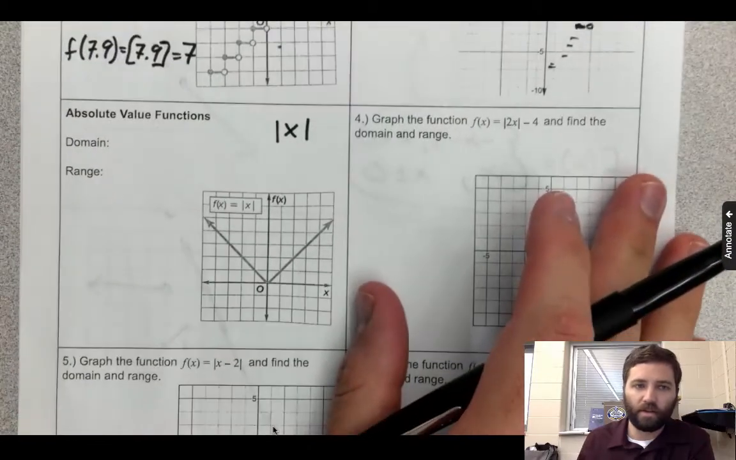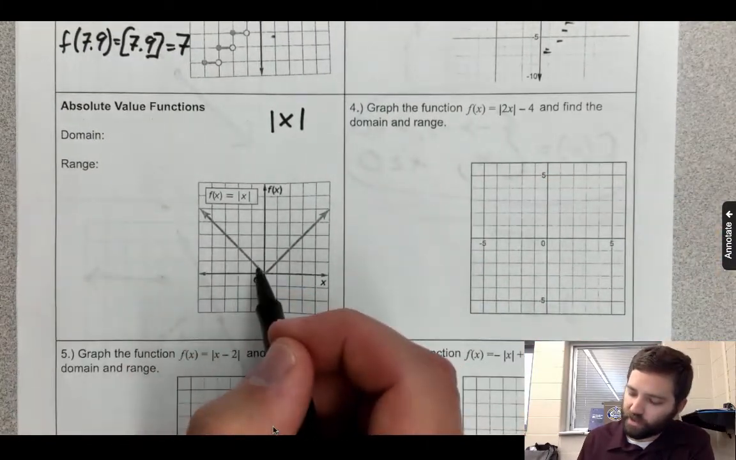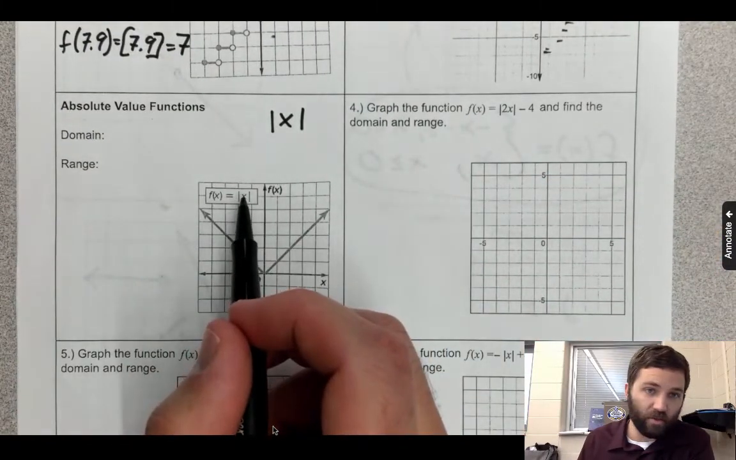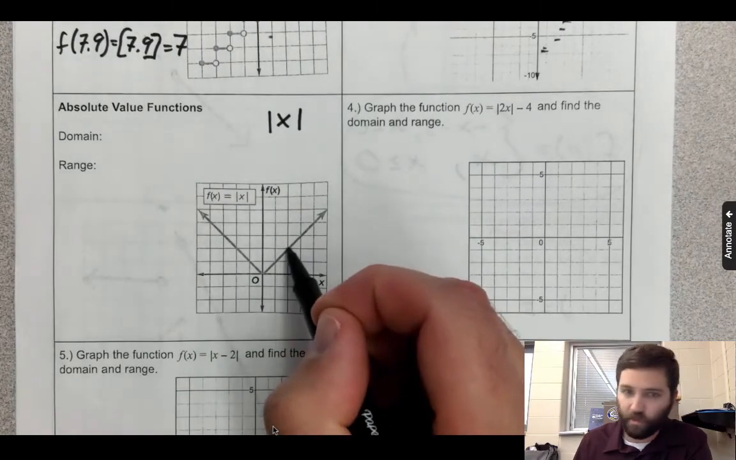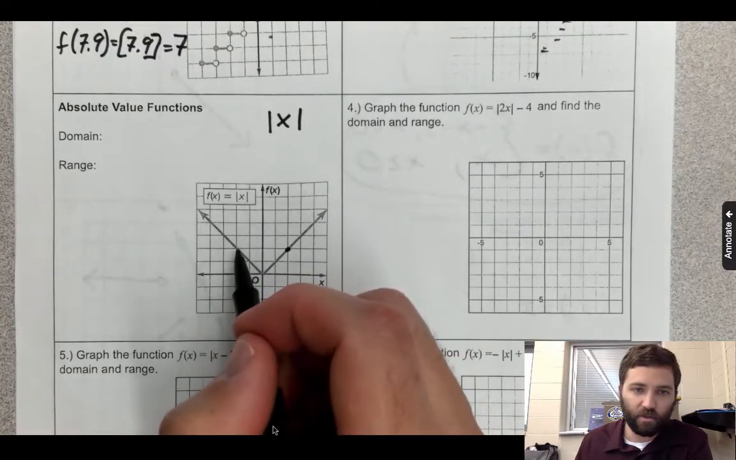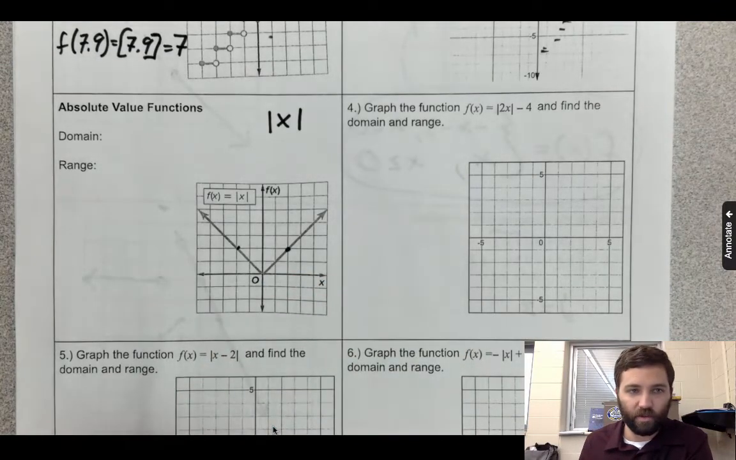Here's a graph of f of x equals the absolute value of x, and all this does is, whatever you plug into the function, it makes it positive. So if it's a positive 2, it plots it at 2. If it's a negative 2, it plots it at positive 2. That's what absolute value does.